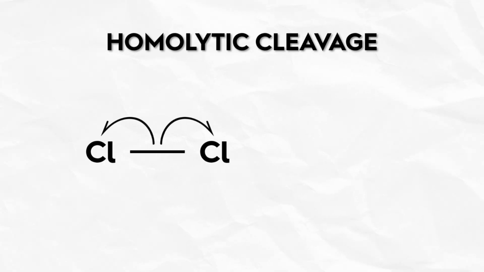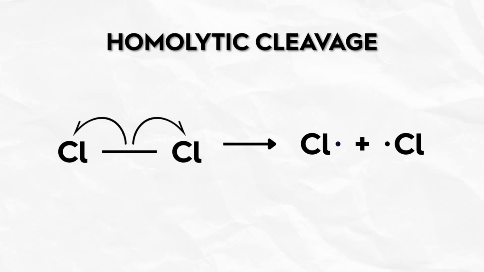Now, let's contrast that with homolytic cleavage. Here, the bond splits evenly so that each atom keeps one electron. We represent this with single-barbed arrows, called fishhooks, that show one electron motion and produce radicals.